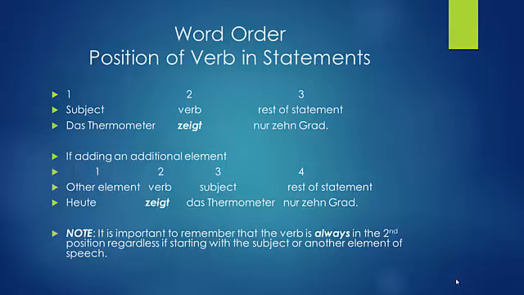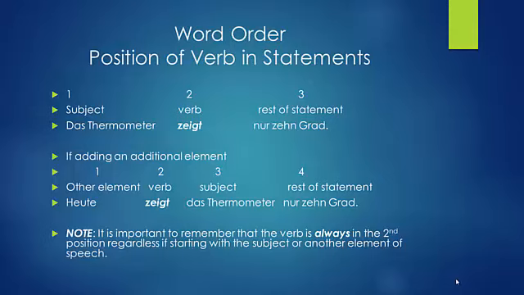As we discussed in week 2, the nominative case, statements include a subject, verb, and predicate, also known as the other or rest of the sentence. For example, das Thermometer zeigt nur 10 Grad. You can see in our slide here how each of these elements are identified grammatically. Das Thermometer being the subject, zeigt being the verb, and nur 10 Grad the rest of the statement.